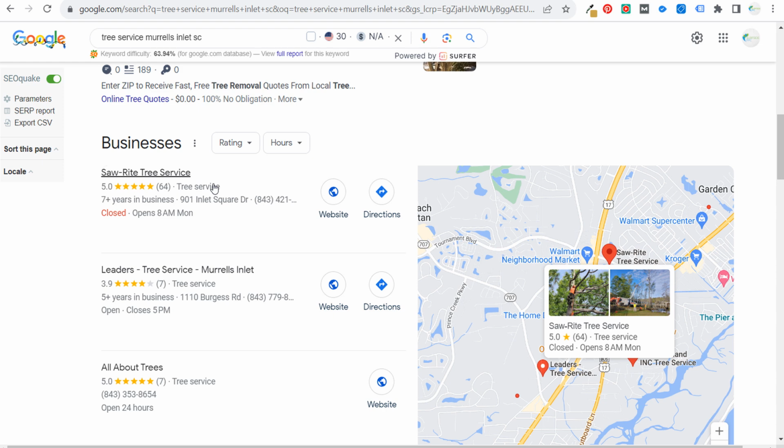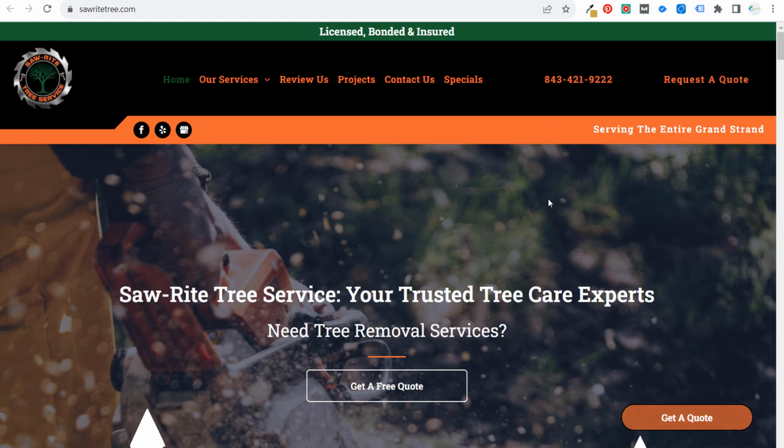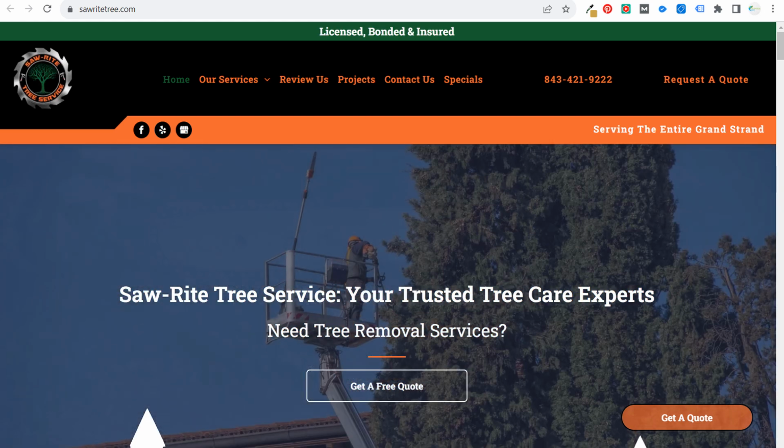So I got 3 different estimates. The first 2 companies gave me triple the price of this tree service here. This one came the same exact day that I called them. I remember going to their website, called their phone number, got in contact with them. They said, we can actually send someone there today because we have someone in your area. They'll be there in a couple hours.